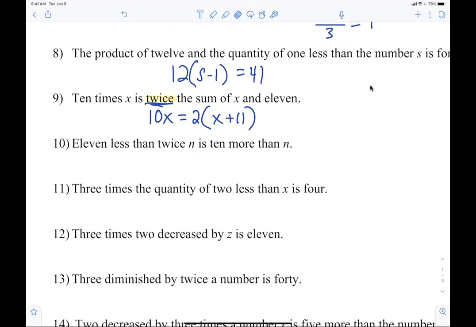All right, Court, you're up. 11 less than twice n is 10 more than nine, so minus 11. Good job. Minus 11. And it's a top. What is this?